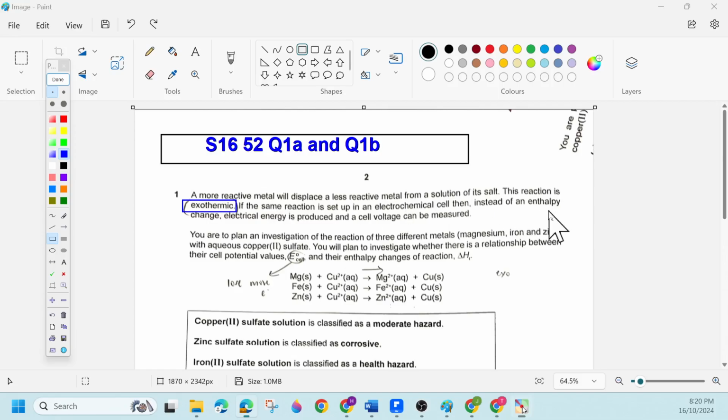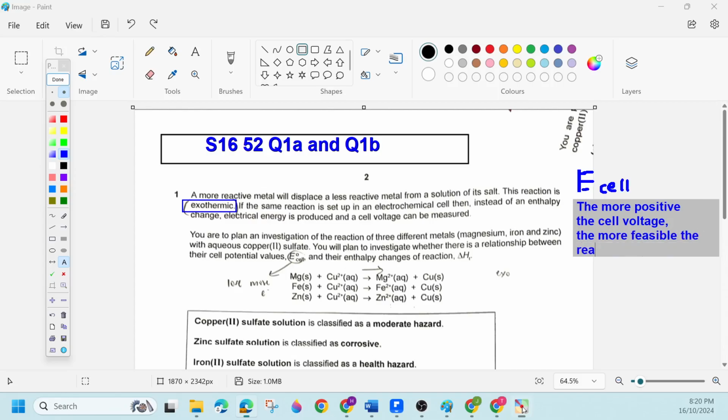So instead of an enthalpy change, electrical energy is produced, so a cell voltage can be measured. Now, I want you to reflect back on your E cell. Remember your E cell? I want you to remember this. When we talk about the feasibility of reactions, remember what we say? The more positive the cell voltage, the more feasible the reaction is.